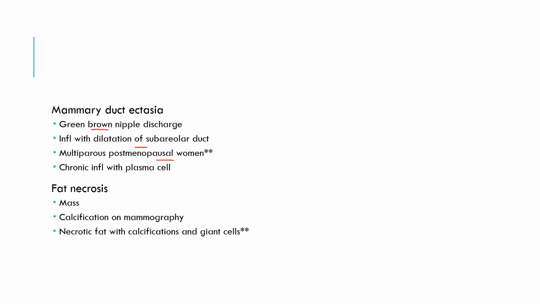But there are benign conditions also happening in postmenopausal women. One is mammary duct ectasia. It's a chronic inflammation with plasma cells. Then fat necrosis or traumatic fat necrosis. Usually there is a history of trauma, but they would not come and tell you that I had this trauma and afterwards I saw this mass. The trauma could be trivial according to them, like they would not have any pain or anything incidental just after that incident, but maybe sometime later they find a mass and they get anxious.